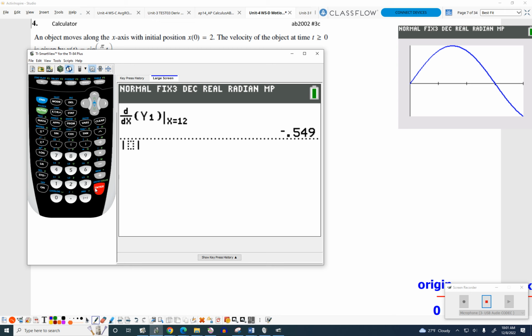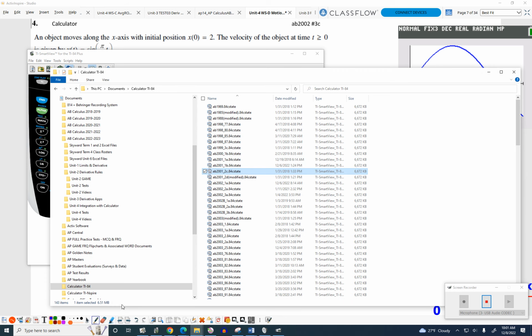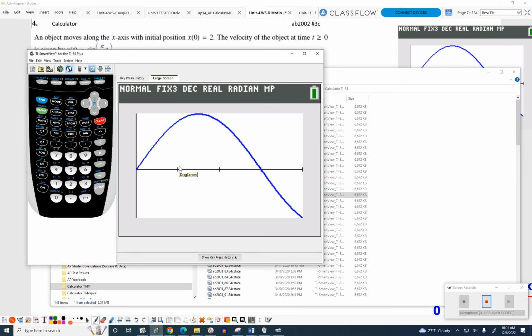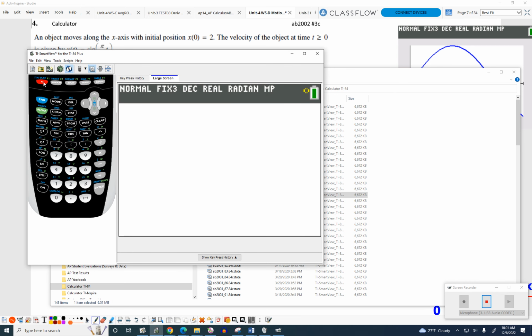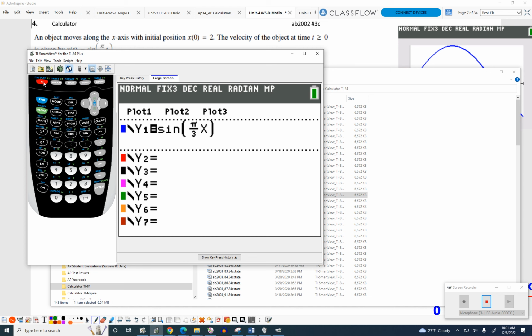So what we'll do is, so let's see, 2002-3C, one second. So what I do first, Jessica, is I load into Y1 my formula for velocity.